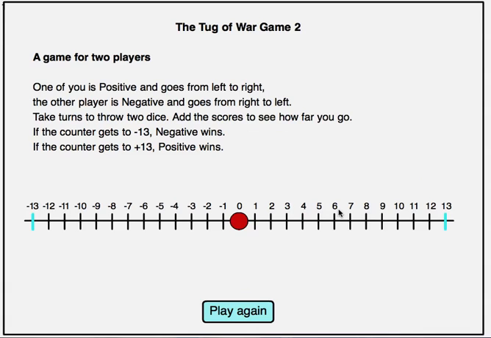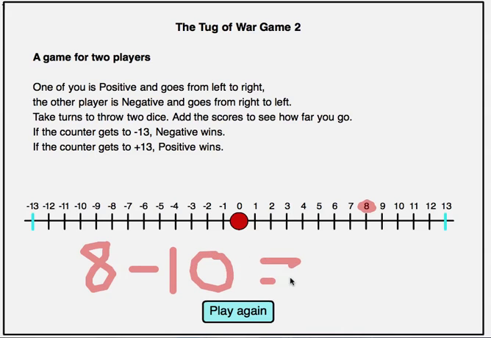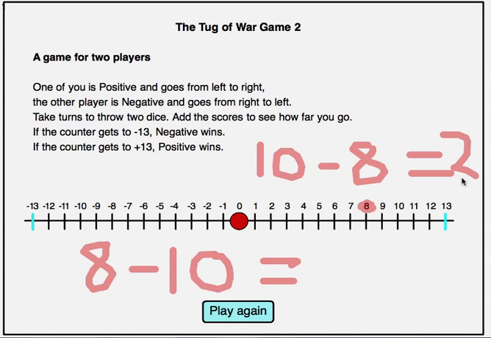One more. Let's start on 8 this time, and we'll have 8 minus 10. Now, just imagine you were going to solve 10 minus 8. Well, 10 minus 8, nice and easy. That would be 2. But 8 minus 10, is the answer 2? Well, no. We're subtracting the larger number, so it's negative 2.